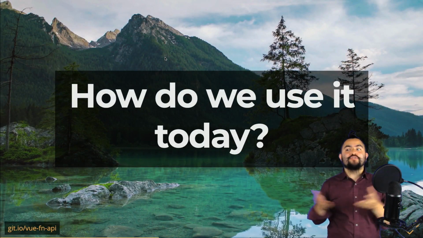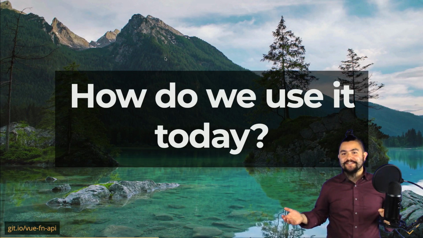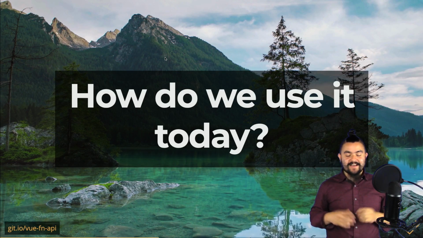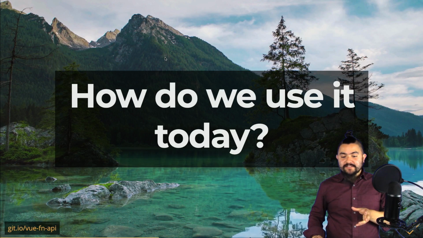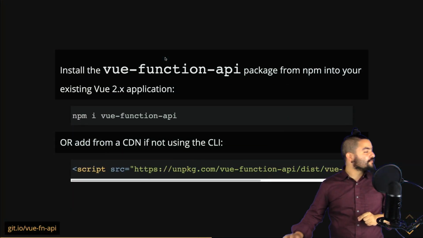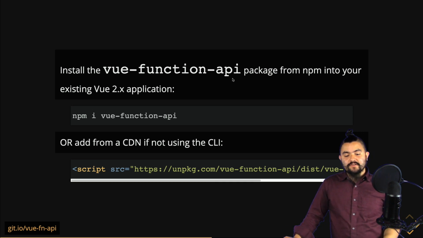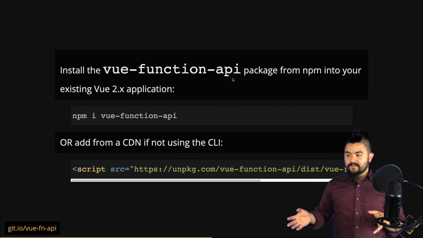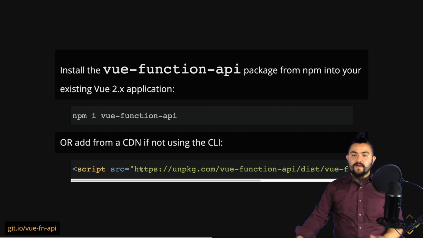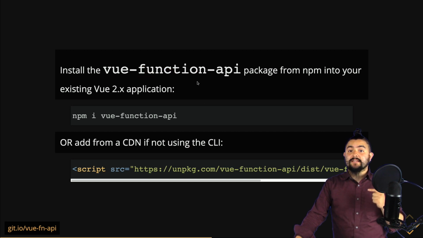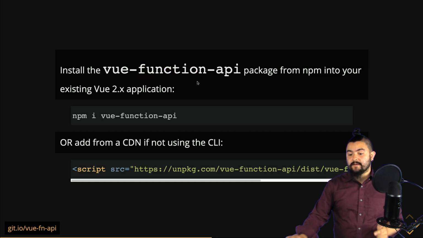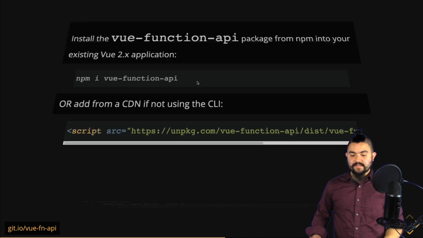It's not out yet. Vue 3 isn't out yet. There's still a ton of RFCs for Vue 3.0. It's not official yet. So how can we use it today? Well, there is this wonderful package called vue-function-api, and you can install it into your Vue.js 2.0 application. So something generated using the CLI, or if you have a Vue app that you're just using a CDN link, you can bring in this plugin and it will allow you to use the new API in your Vue applications.